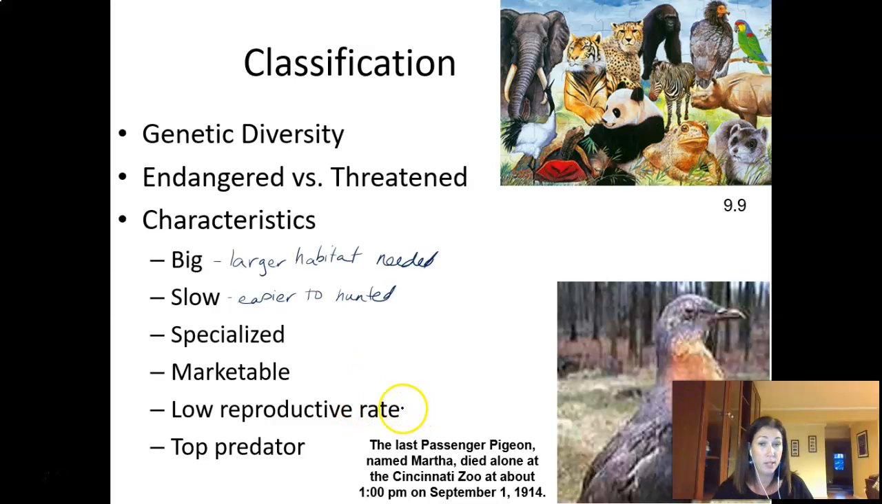If they have a low reproductive rate, these tend to be K-selected species that may only reproduce every couple of years. That's going to make them very difficult to recover from a lower population. And if they're a top predator, some of the issues here is they might be more vulnerable to biomagnification, so pollution in our ecosystems, as well as a top predator will tend to also need a large habitat. And they may just not have the space available to them to have the food that they need.